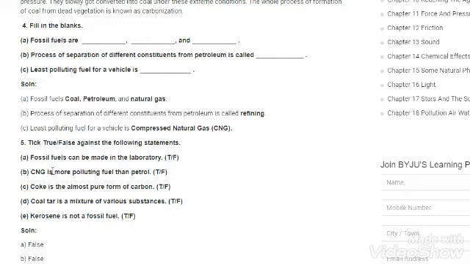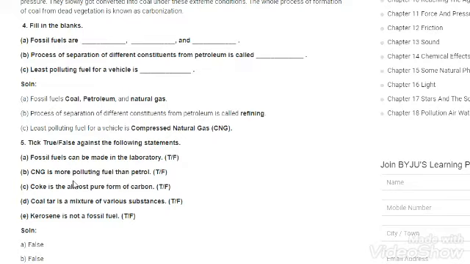Okay, then fifth one, true or false. First one, fossil fuels can be made in the laboratory. Can fossil fuels be made in the laboratory? No, it is false. Second one, CNG is more polluting fuel than petrol. Is CNG more polluting or less polluting? Yes, CNG is less polluting fuel than petrol. So B is also false. Then C, coke is the almost pure form of carbon. It is right.